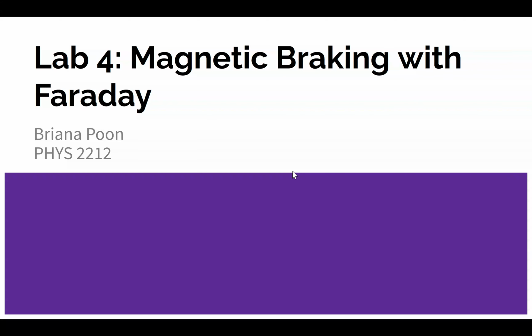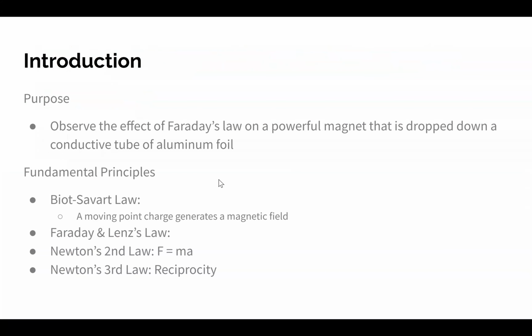Hi, my name is Brianna Poon, and this is my lab report for Lab 4, Magnetic Braking with Faraday's Law. The purpose of this lab was to observe the effect of Faraday's Law on a powerful bar magnet that is dropped down a conductive tube of aluminum foil.